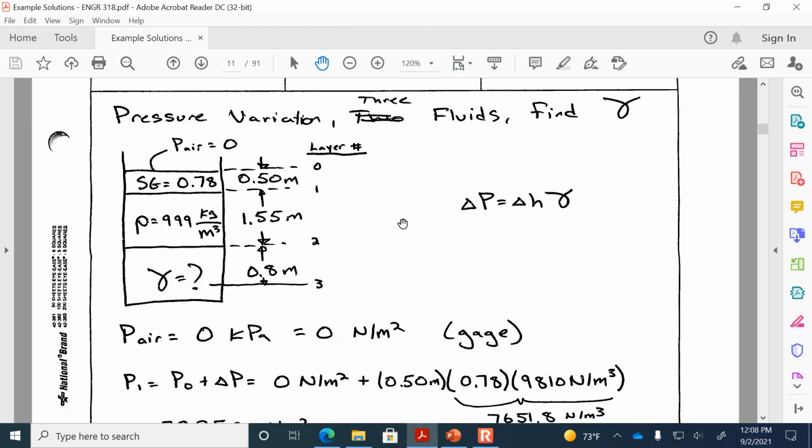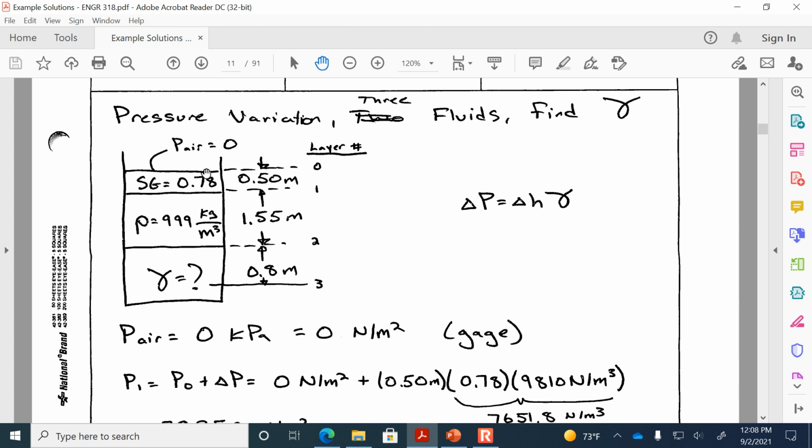We got 3 fluids, and we're going to use the pressure variation to classify the unit weight of the third fluid. I don't know why, but for whatever reason, I called this top layer 0, and I called this interface 1, 2, and 3. So if you called it like 1, 2, 3, and 4, that's fine. It's just I labeled my interfaces according to that methodology for this one.